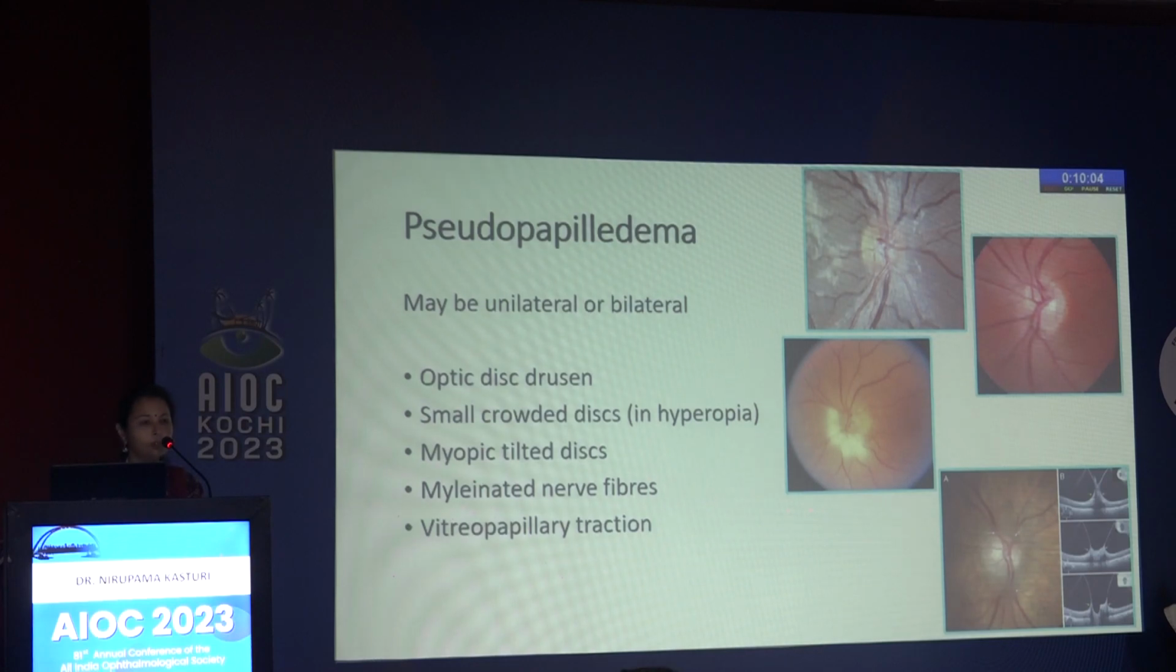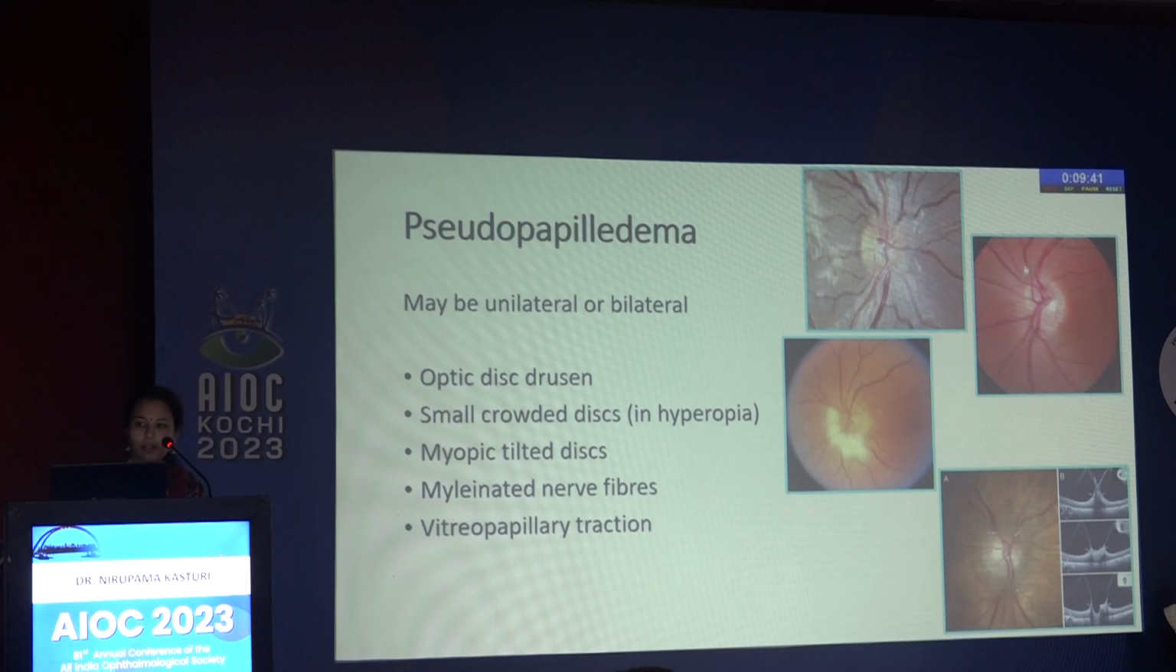Other causes include small crowded discs, which are commonly seen in hypermetropes, where the disc size is small and there is crowding of nerve fibers, as you can see in this picture. So, the end-on view of the optic disc gives the appearance of a disc papilledema because of the hyperemic disc with obscuration of the cup.